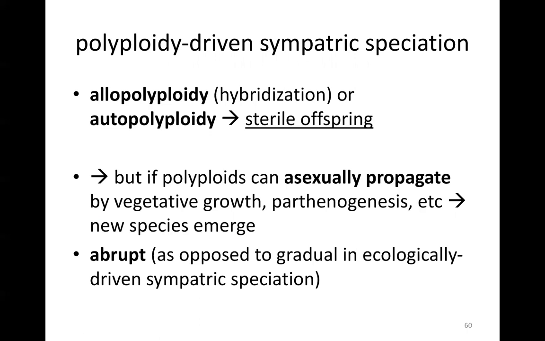And this event doesn't necessarily involve selection, and it happens pretty abruptly. So if the hybrid is successful in outcompeting the original groups, at least in certain areas, then you will have the emergence of a species right away.